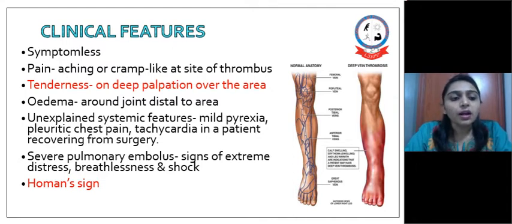There will be unexplained systemic features like mild pyrexia, pleuritic chest pain, and tachycardia in a patient recovering from surgery. If we find a patient in ICU or in a ward, just recovered from surgery, and suddenly he is getting some kind of symptoms, we may predict the patient may have developed deep vein thrombosis.